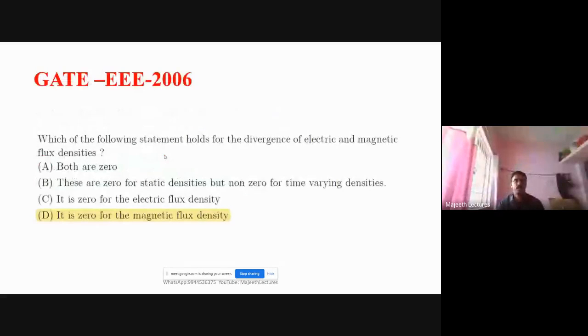You see, this is a wonderful question. Which of the following statements holds for the divergence of electric and magnetic field? What is electric flux density? Electric flux density is D. Magnetic flux density is B. Divergence of electric flux density, del dot D, I told already, it is rho V, Gauss law.